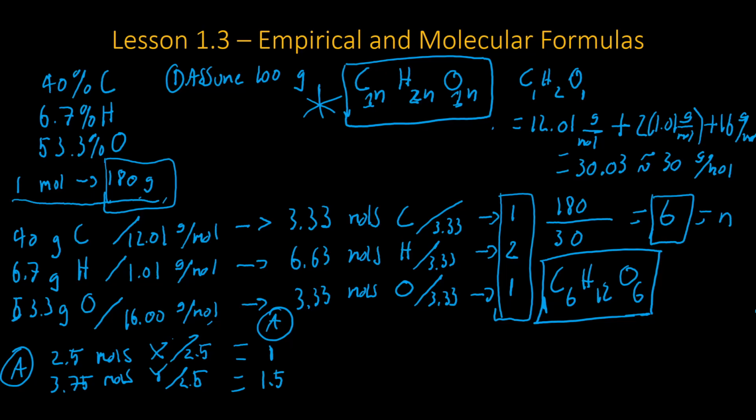But we can't use 1.5 in any empirical or molecular formulas. So what do we do? We're allowed to multiply all of these by 2. And there will always be some value you can multiply them by for them all to end up being whole numbers. If there isn't, that means you messed up somewhere along the way. This ends up being a 2, and this ends up being a 3. So now my empirical formula in this case would be X2Y3.